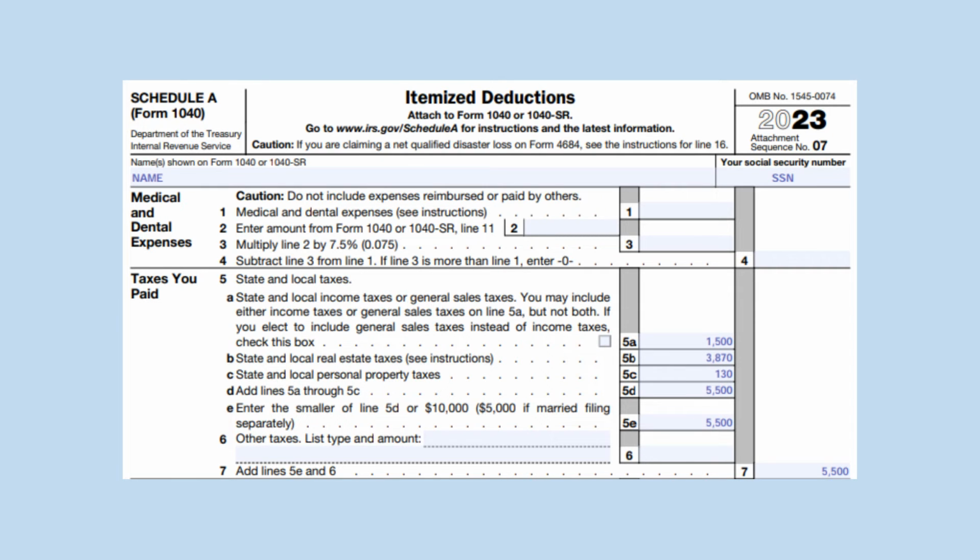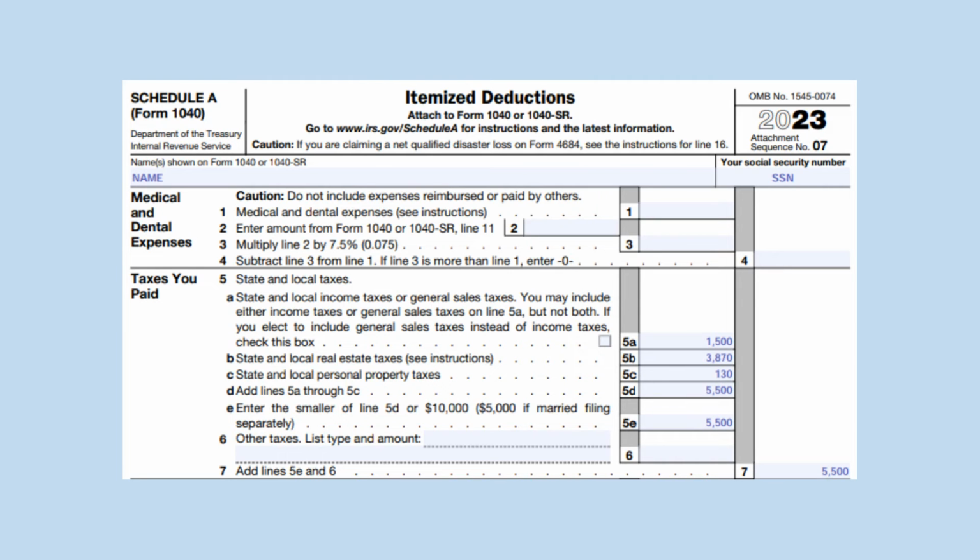The tax deduction is limited to $10,000 on Schedule A, so on line 5E, you will enter the smaller of $10,000 or line 5D. In our example, it is $5,500. On line 7, we'll add lines 5E and line 6 together to arrive at $5,500. Line 6 was left blank in our example, as this is for income taxes that you paid to a foreign country and GST, which is generation skipping tax.